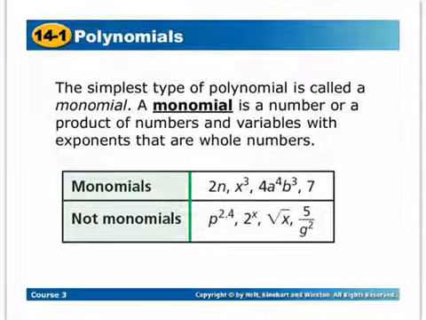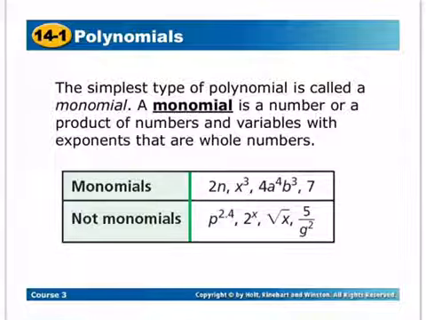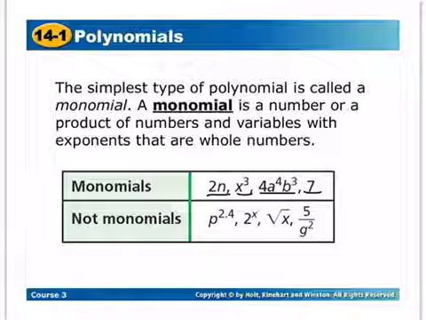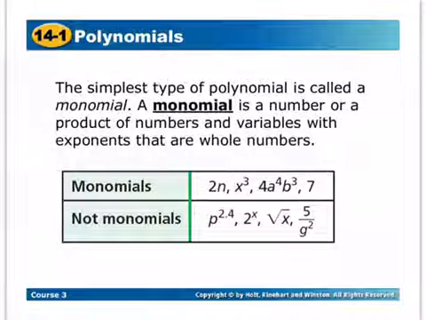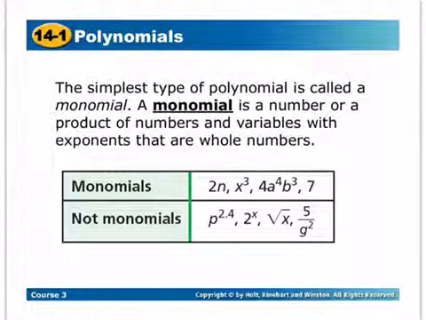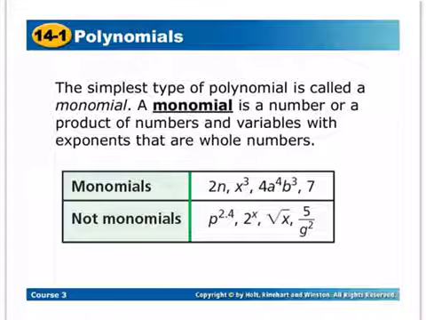The simplest type of polynomial is called a monomial. A monomial is a number or product of numbers and variables with exponents that are whole numbers. So if you'll look down here in the list, we've got some monomials represented. We have 2n, we have x to the third power, we have 4ab, a to the fourth b to the third, and we have 7. Okay? Each one of those is just a number, or a number and a letter, or a letter raised to a positive exponent, or a combination of numbers, letters, and exponents.